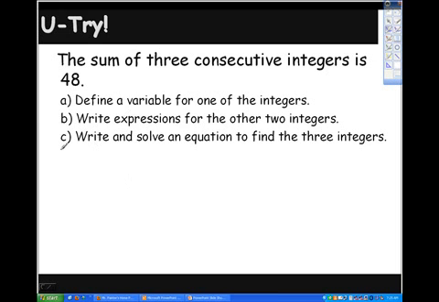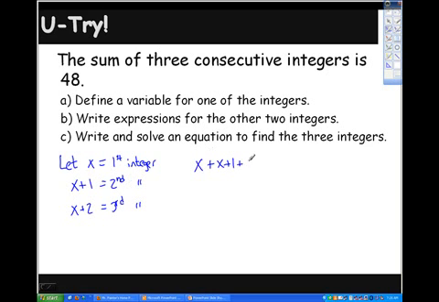All right, this is my solution. I would let some number, let's use x this time, equal the first integer, and then of course x plus 1 would equal the second integer, and x plus 2, one more than x plus 1, would equal the third integer. If I add them all together, x plus x plus 1 plus x plus 2, they tell me it's a sum, it's supposed to equal 48.